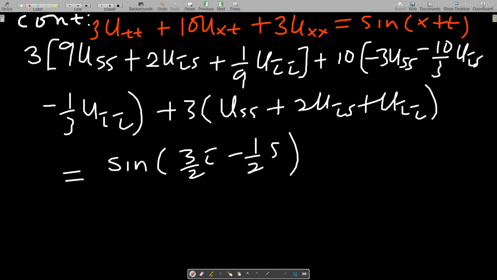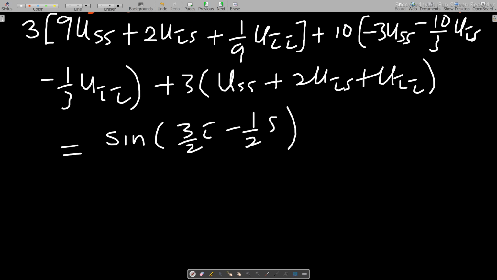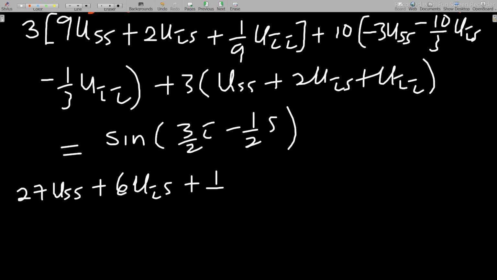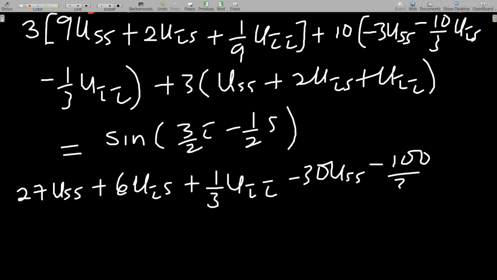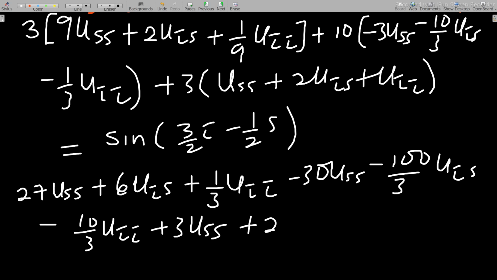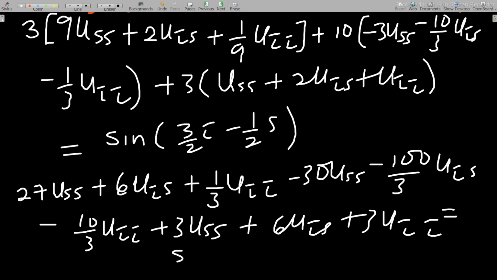So simply we have to simplify our expression here. Expanding we'll get 27U_SS plus 6U_tau S plus 1 over 3 U_tau tau minus 30U_SS minus 100 over 3 U_tau S minus 10 over 3 U_tau tau plus 3U_SS plus 6U_tau S plus 3U_tau tau is equal to sine of 3 over 2 tau minus 1 over 2 S. All of this is equal to that.